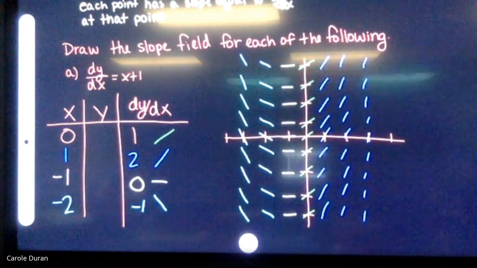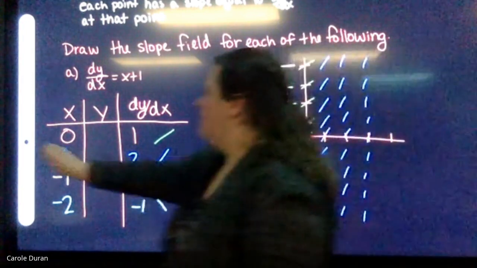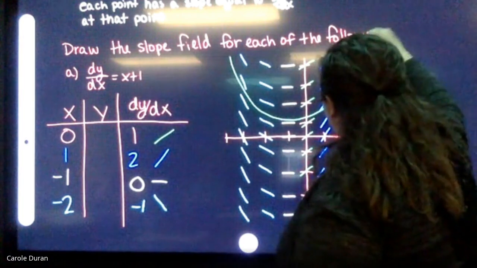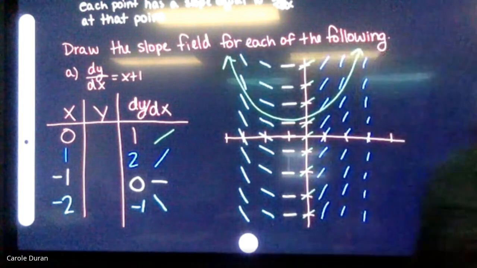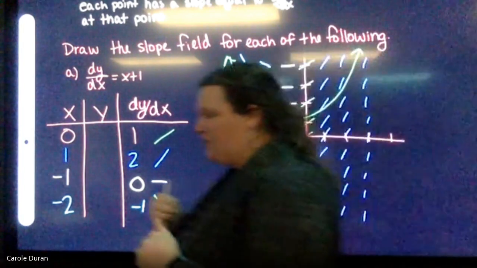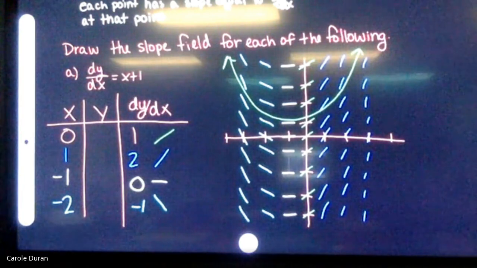Do we kind of see what's happening here? Yes, my slope curve is looking somewhat like a parabola. That looks nuts. So it just lets us see the general derivative pattern that's happening with this function. Are we all okay with that?